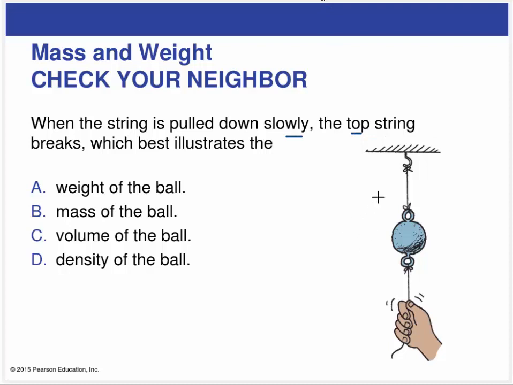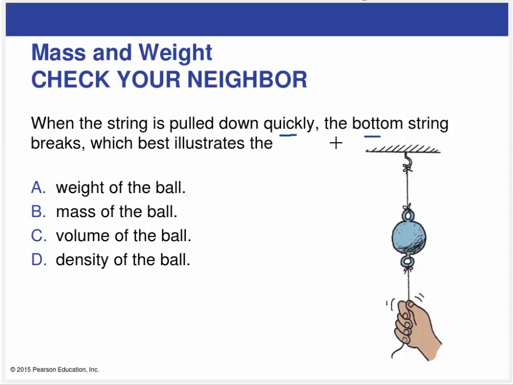So if you think about it, this top string has some tension in it. It's got all this mass that is pulling down on it. This bottom string does not have all that mass pulling down on it. So the tension in the top string is larger than the tension in the bottom string. So as you slowly pull down, then we're going to have not just the weight of this ball, you're also going to have the tension from the hand. So this is actually going to best illustrate the weight of the ball.